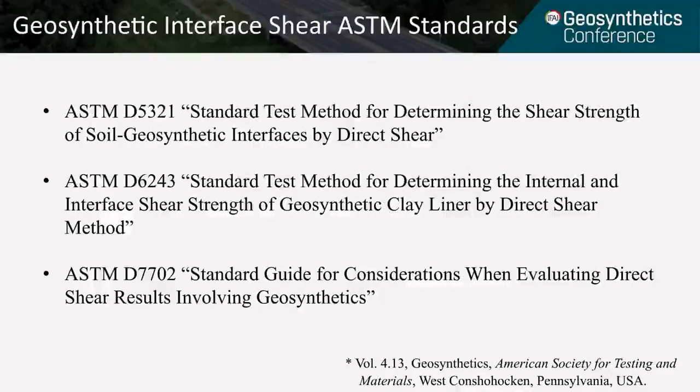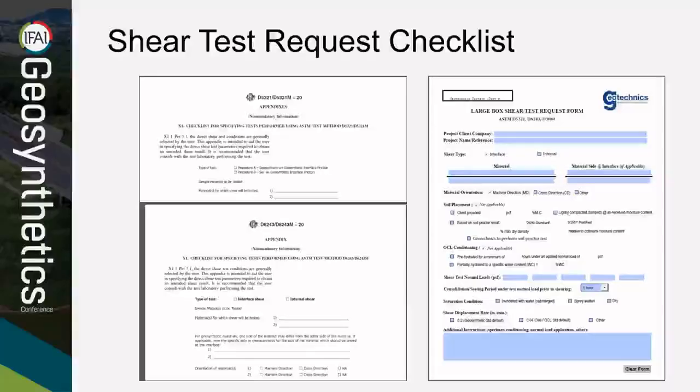These standards basically mirror each other in content except for considerations specific to GCLs in the D6243 standard. They are performance-based tests intended to model field conditions as closely as possible to provide project-relevant shear data. The third standard, the D7702 Standard Guide for Considerations when Evaluating Direct Shear Results Involving Geosynthetics, was developed to aid the reviewer of geosynthetic and GCL shear results.